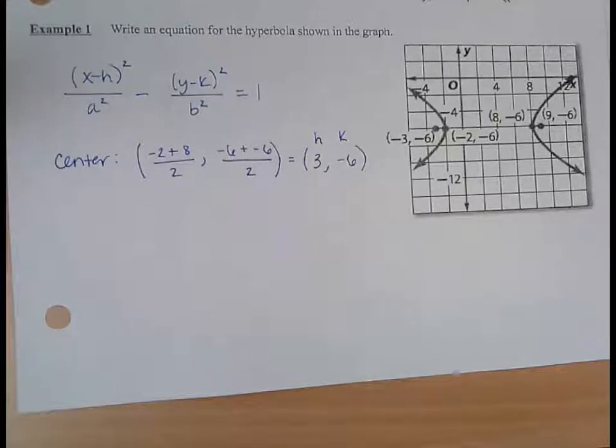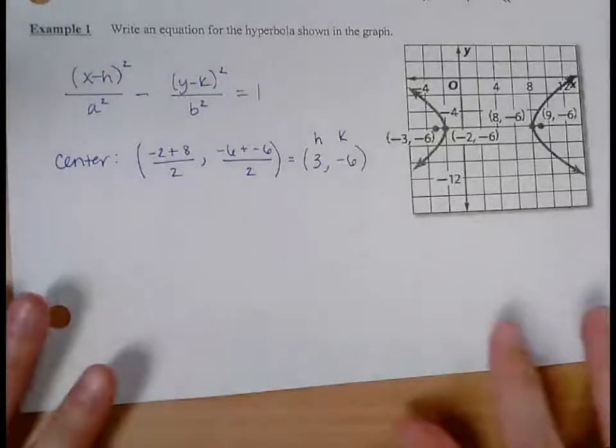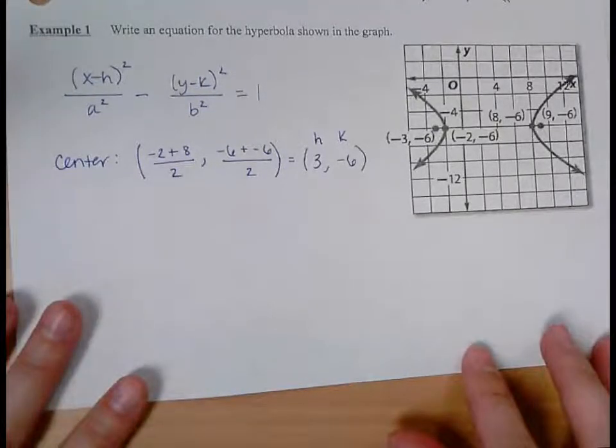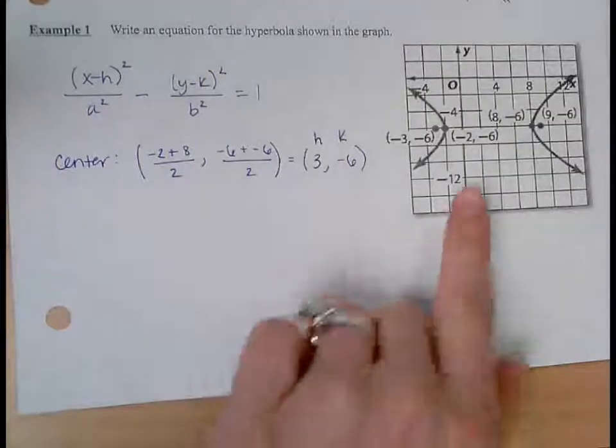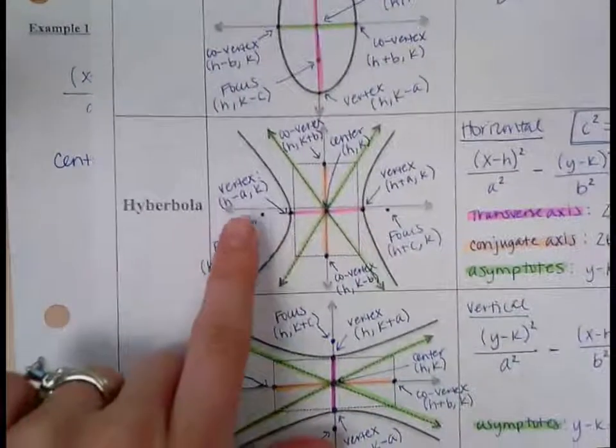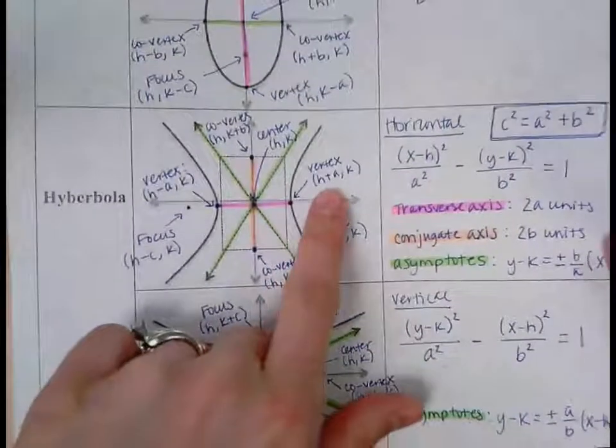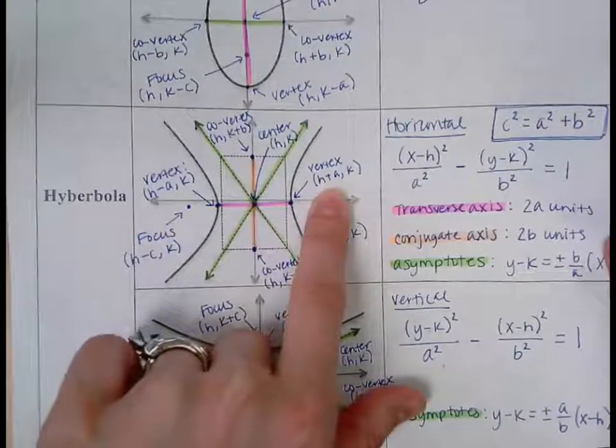Okay, then we need to find a and b. Let's start with a. Ideas on how to find a? Maybe h plus a equals 8. Yes. If you're using the leftmost vertex, you would want to use h minus a. And if you're using the right vertex, you'd want to use h plus a, just to make sure your a value comes out to be the right sign.